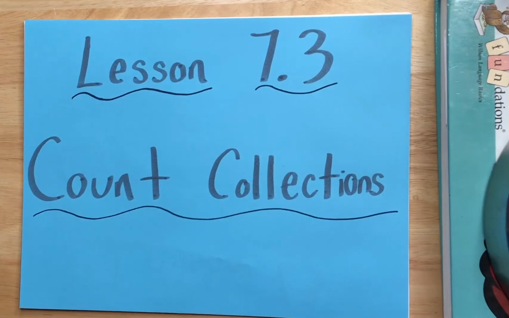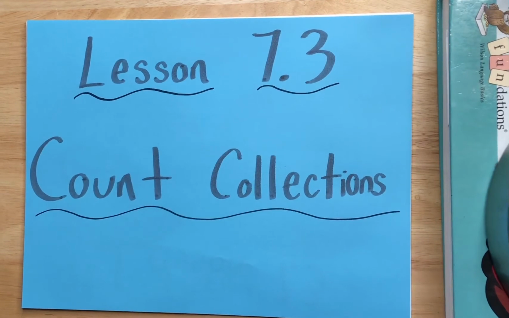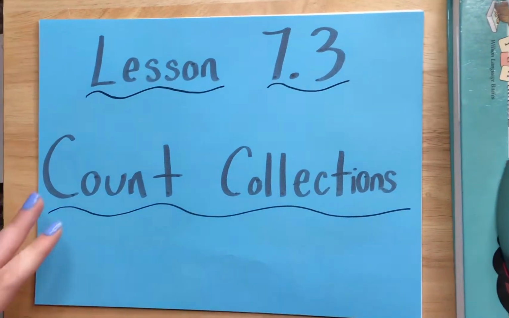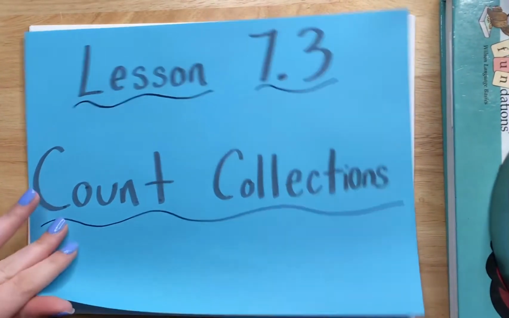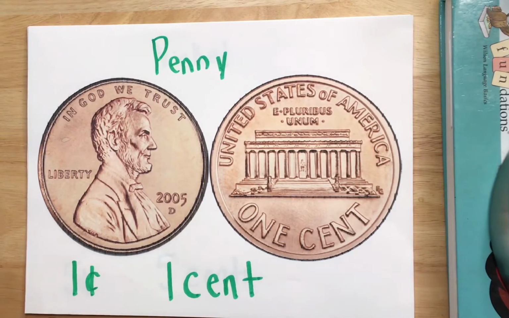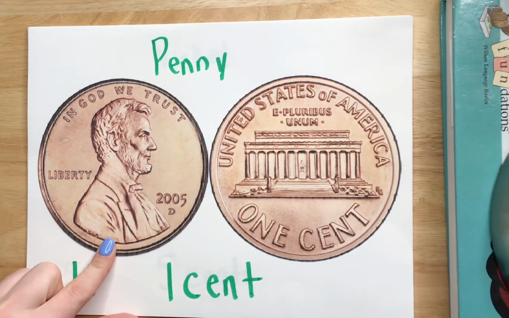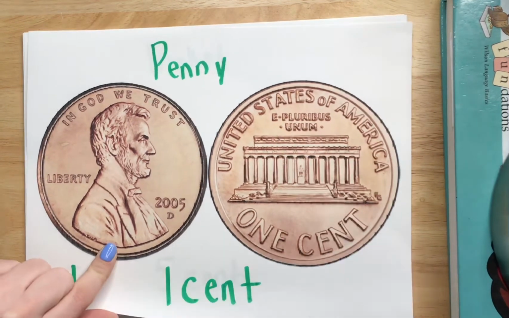Good morning, second grade. Today we are moving on to lesson 7.3 and we are going to be counting a couple different coin collections. So we're going to first start by reviewing the different coins we learned about over the past few days. So today this is the penny. It's worth 1 cent. The penny is the smallest amount of money in our economy, and a penny is the only one that has the brassy color just like this one.